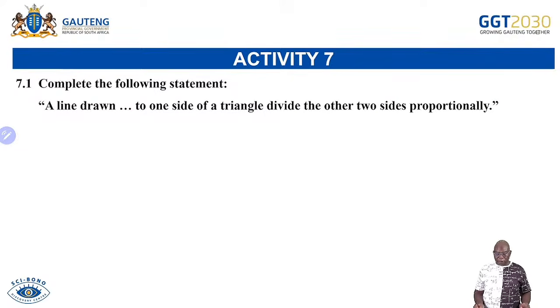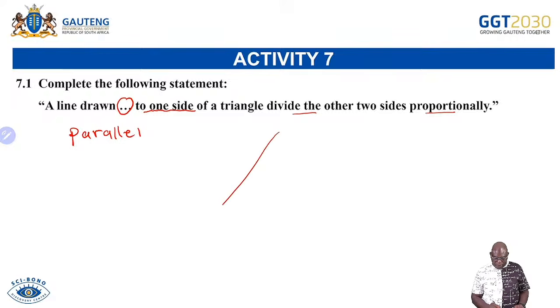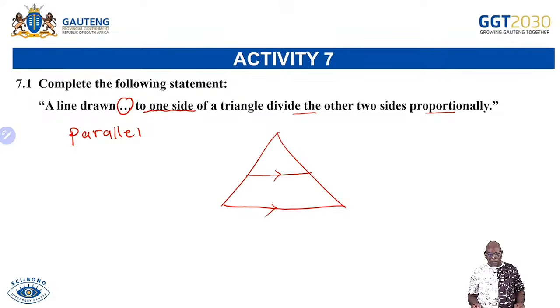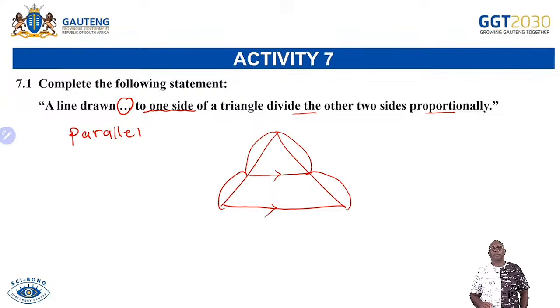The next activity, complete the following statement. As I said, now you are seeing you have another one mark. A line to one side of a triangle divides the other 2 sides proportionally. The word that is missing there is, I can hear all of you saying, parallel, the line drawn parallel. Remember, the line drawn parallel to one side of the triangle divides the other 2 sides in the same proportion or proportionally. Right.